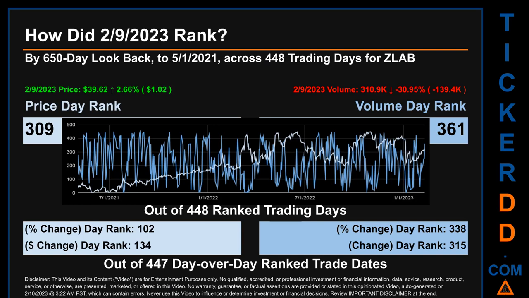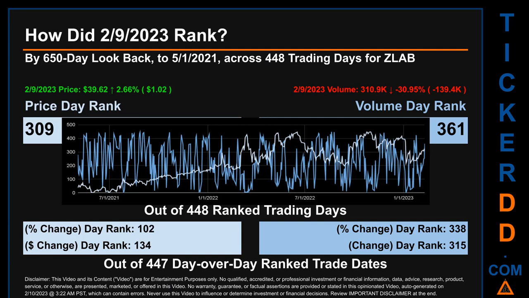How did the 9th of February 2023 rank for ZLAB? By 650 calendar day look back to the 1st of May 2021, across 448 trading days, the 9th of February 2023 price ranked 309 while its volume ranked 361. Each of the 448 trading days were ranked amongst themselves by highest end of day price and volume, with a rank of 1 being the highest and 448 being the lowest ranked day.